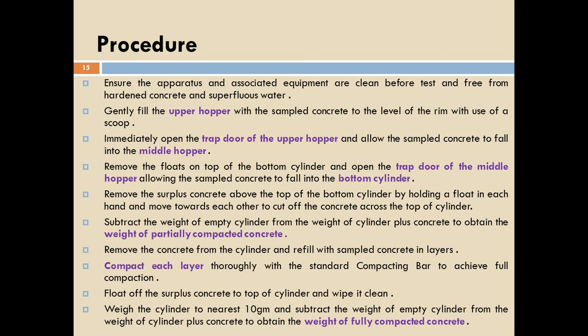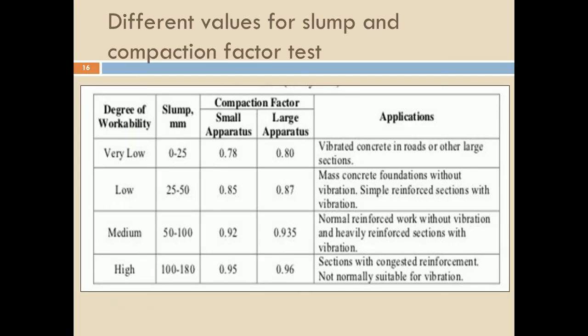Then whatever concrete was in the cylinder, we have to pour onto the ground surface, mix it once again, and then fill the cylinder in three layers, compacting every layer by means of a standard bar or any other compaction technique. Then we neatly level the top surface and take the weight of it. The weight of the cylinder plus concrete minus the weight of the cylinder gives the weight of the fully compacted concrete. So the ratio between partially compacted and fully compacted is the compaction factor of the concrete.